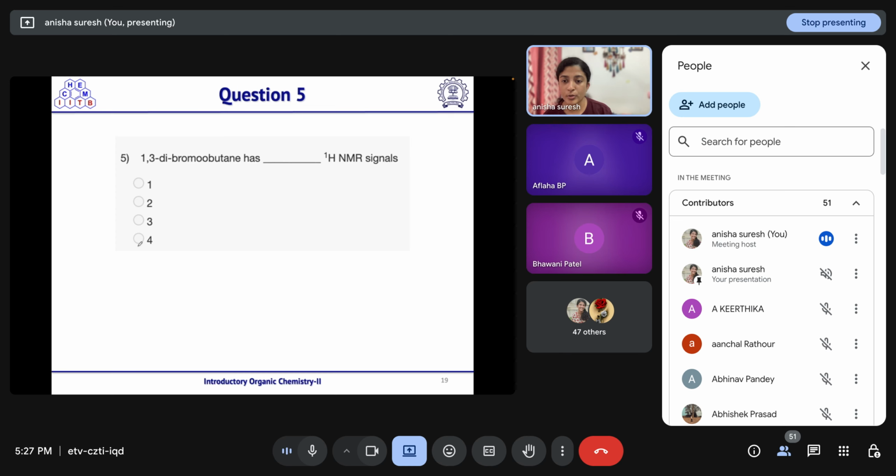1,3-dibromobutane. One oxygen is extra here. 1,3-dibromobutane has dash number of proton NMR signals. Let me draw the structure of 1,3-dibromobutane. It has 4 carbons, it is butane, numbered 1, 2, 3, 4, with one bromine here and one bromine here. I will draw it more clearly.